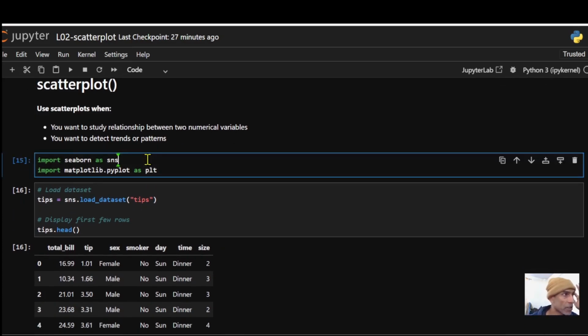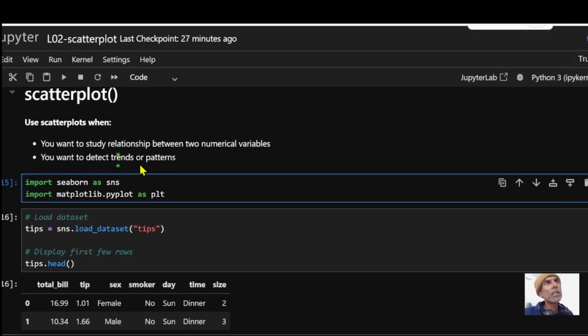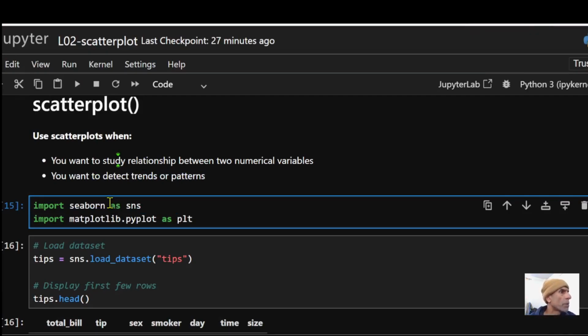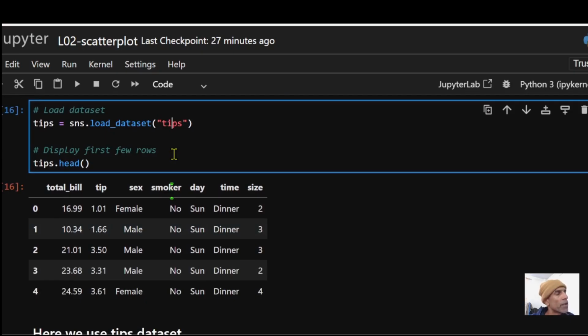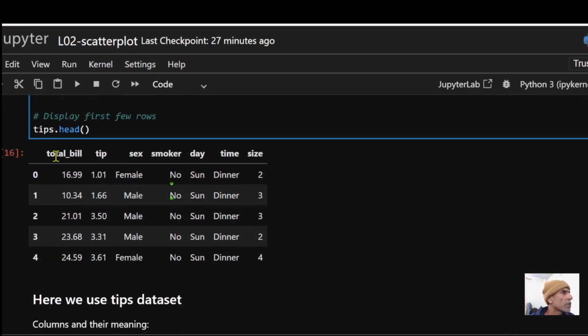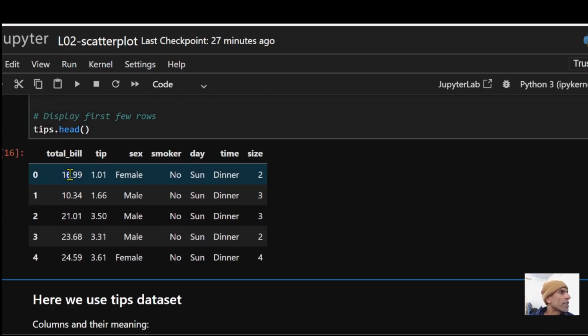So let's actually plot that. I'm importing Seaborn. Let me increase the size of the screen so it's a little bit more visible. I'm importing Seaborn as sns, also importing Matplotlib, and I'm loading my tips dataset. I print the first few rows of my tips dataset, and this one talks about people who go to a restaurant and pay money. So this guy went to a restaurant and paid $16.99, and the amount of tip he gave was 1.01.